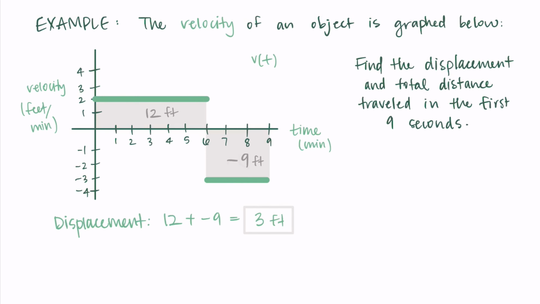Then to calculate the distance, we actually want to think about all of these as positive. So we want to think of it went 12 feet and then it went 9 feet. It doesn't matter which direction it went. So I'm really adding up the absolute values of these amounts, or you can just think of making sure to make them positive. So I'm doing 12 plus 9, which is 21. So 21 feet is the total distance traveled.